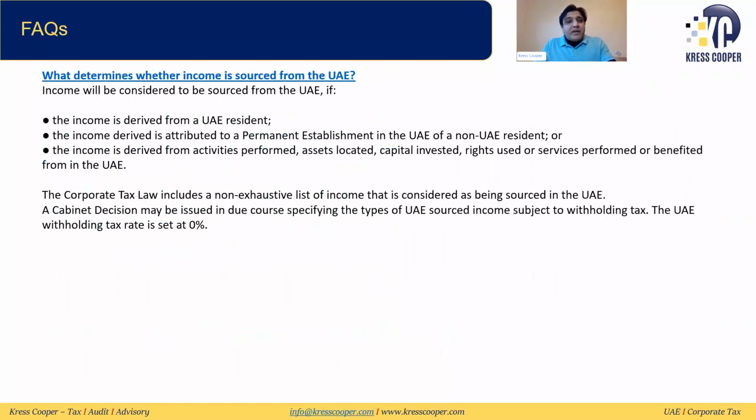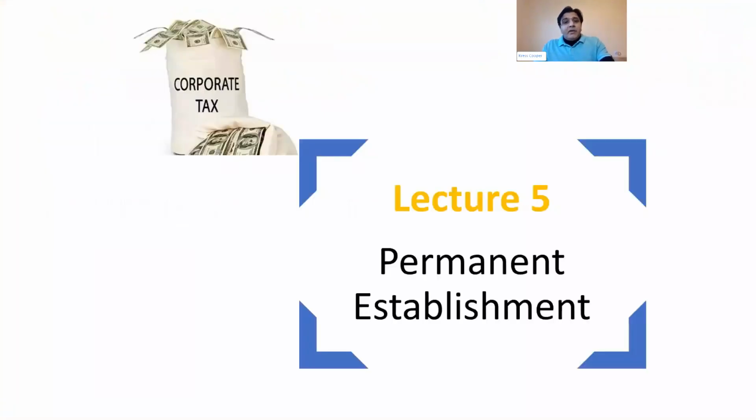What determines whether income is sourced from the UAE? We have already discussed three different categories. There's income derived from the UAE resident person, income derived from or pertaining to the PE of the non-resident person in the UAE, or income derived from different activities, like activities, assets located, capital invested, rights, royalty, etc. So it was the first lecture, and I will take your questions at the end. We will have a little bit long session today. Then we are going to discuss the permanent establishment.